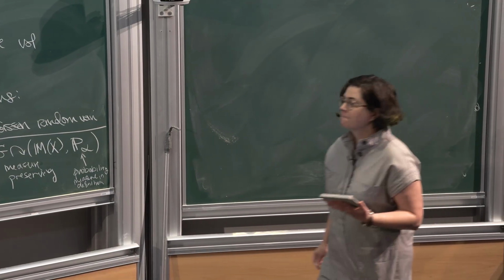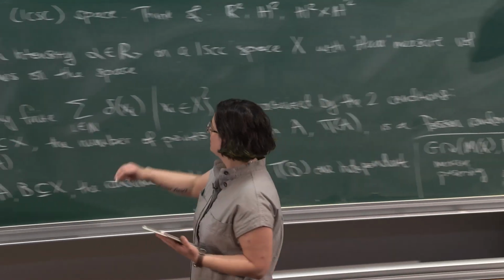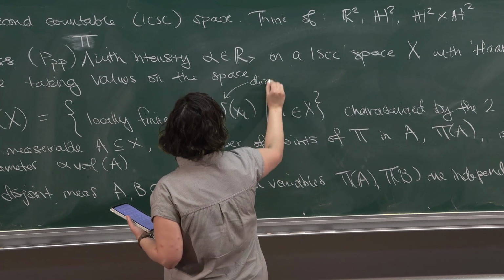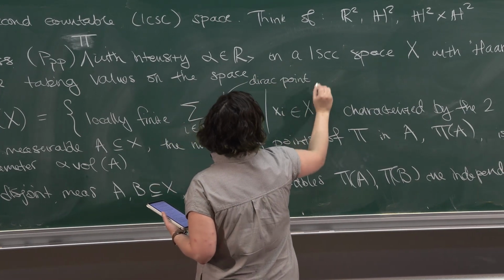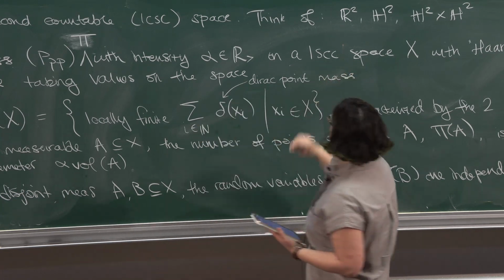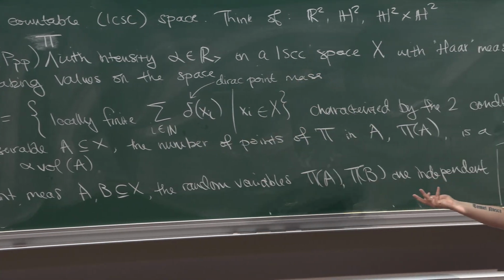Sorry, what is that? The Dirac point mass. So you have all of the points in your space X that can be either turned on or off.